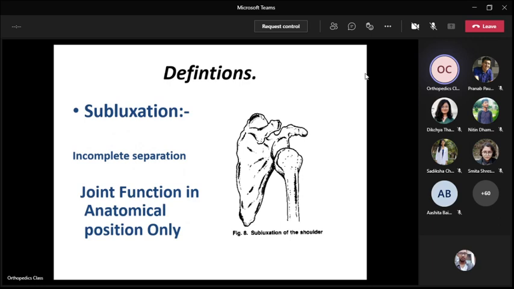So what is subluxation then? Subluxation is an incomplete separation. Sometimes patients come with dislocation, sometimes they come with a partial incomplete separation. That means partial relationship is maintained over there. Okay? So in subluxation, the joint is not in its anatomical position. So it has to be reduced to have a proper function of those joints.